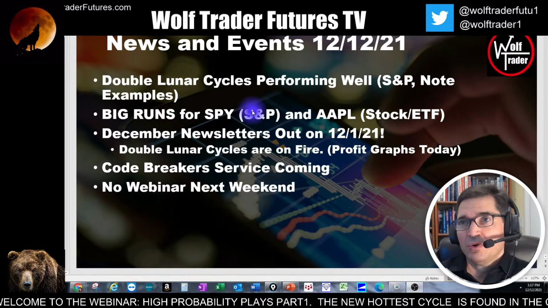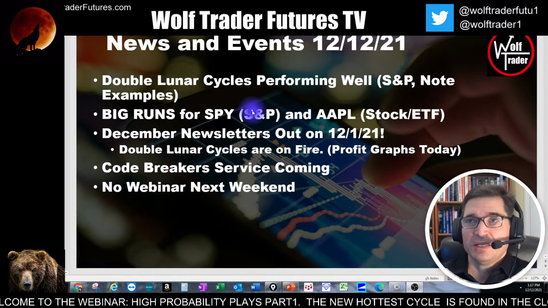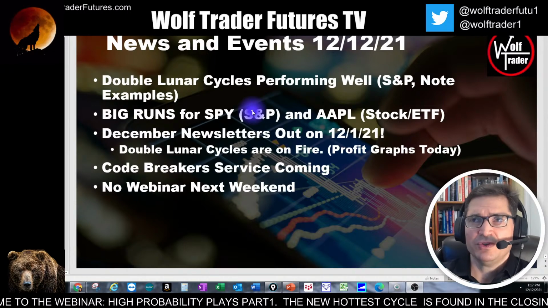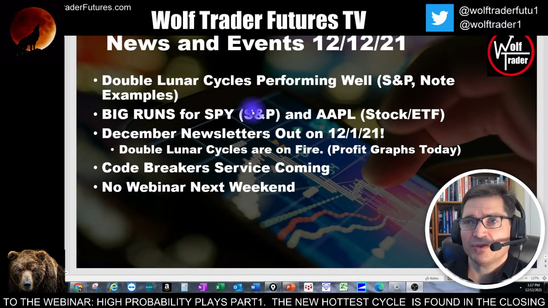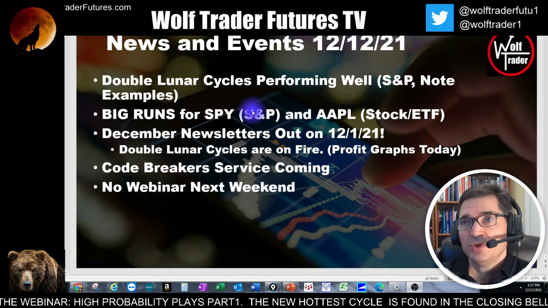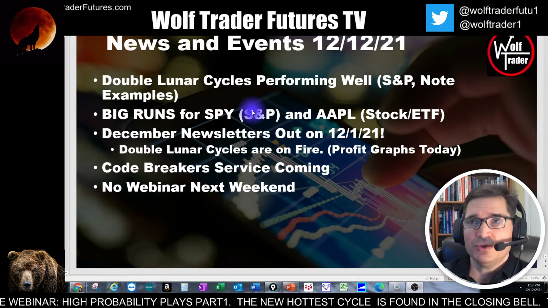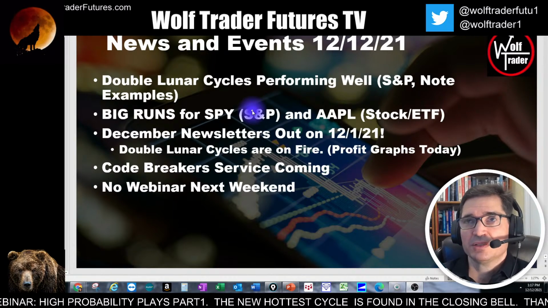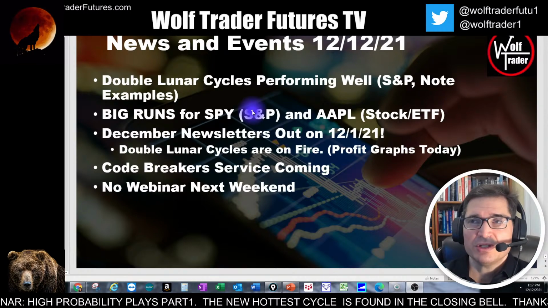ETFs are horrible to model because they have gaps, and the gaps create noise. So this is why I stick with the futures, because futures have continuous flowing patterns where ETFs don't. Stocks don't. You can have huge gaps up or huge gaps down, and that wreaks havoc on the optimization process. So this is why ETFs are so difficult to optimize.